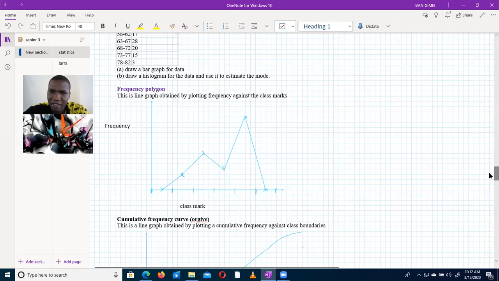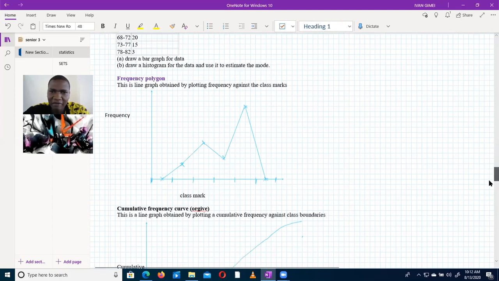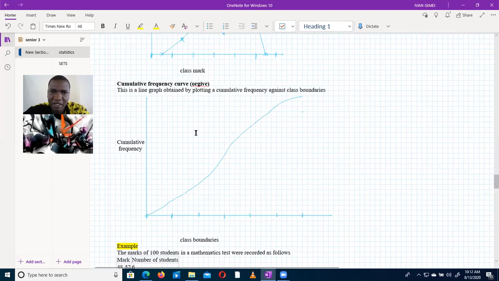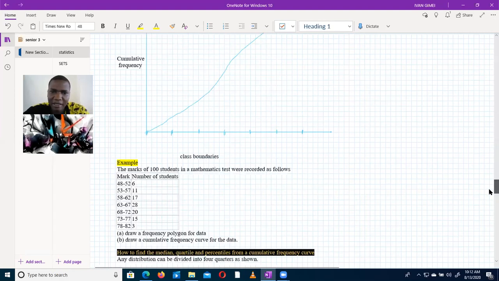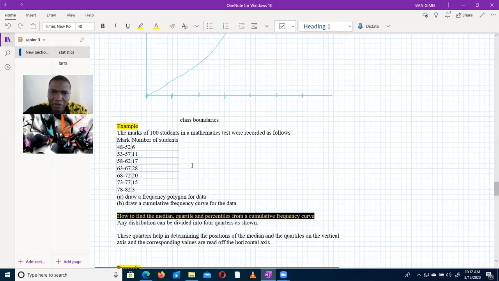What is common here is the cumulative frequency curve. Cumulative frequency curve, we said you plot cumulative frequencies against class boundaries. So the vertical axis will have cumulative frequencies, the horizontal axis will have class boundaries. And then there's an example here that we're supposed to do, but we didn't do because I was using another gadget where this work wasn't. So that's what we looked at.